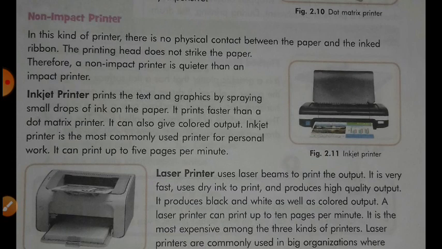Dear students, an inkjet printer prints the text and graphics by spraying small drops of ink on the paper. It prints faster than a dot matrix printer. It can also give colored output. Inkjet printer is the most commonly used printer for personal work. It can print up to 5 pages per minute.